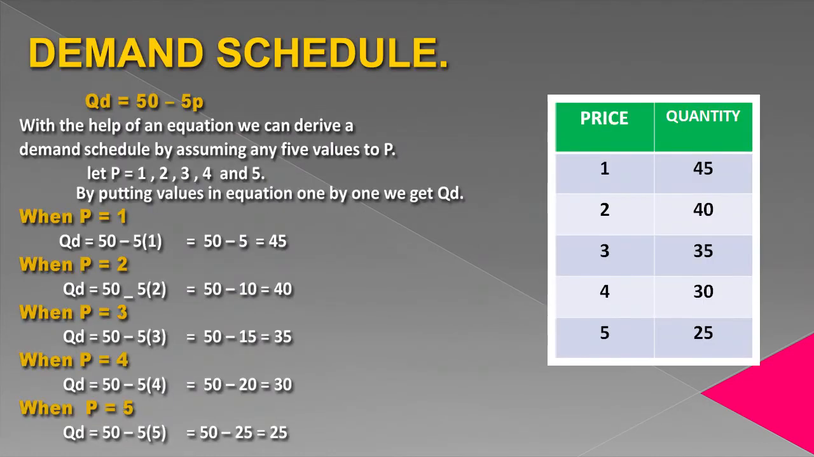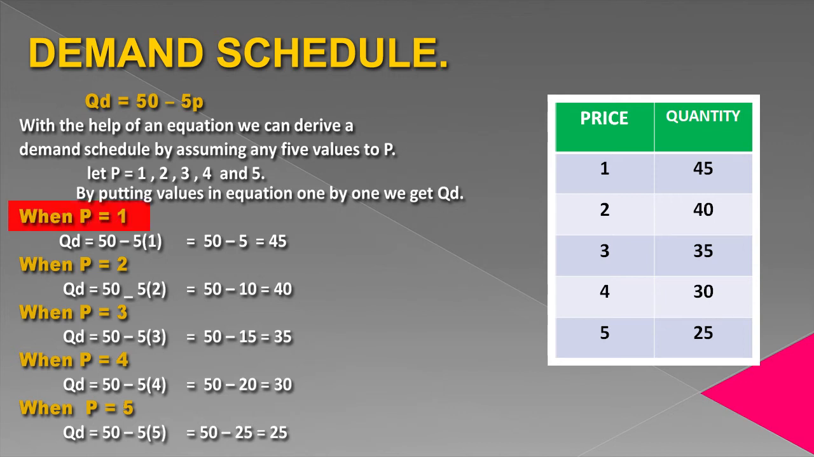Now, we can also derive a demand schedule if an equation is given to us. Suppose the equation given to us is QD equals 50 minus 5P. With the help of an equation, we can derive a demand schedule by assuming any 5 values for P. If values are given, we have to put those values in the equation. But if values are not given to us, then we will suppose 5 values for P and put those 5 values one by one in the equation to get the quantity demanded.